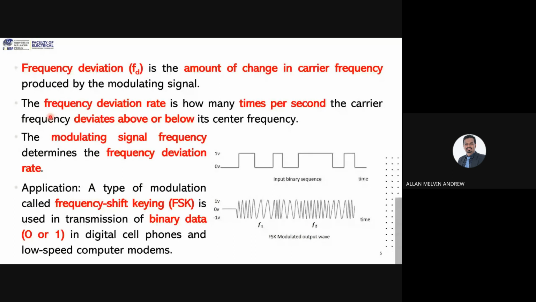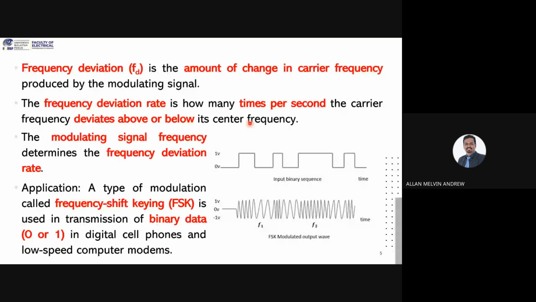The frequency deviation rate. Okay, if it involves rate, meaning per time, it can be per second, per minute. Usually for FM, we will calculate per second. Even our internet connection, Mbps, is actually referring to the rate. So frequency deviation rate is actually how many times per second the carrier frequency deviates above or below the central frequency.